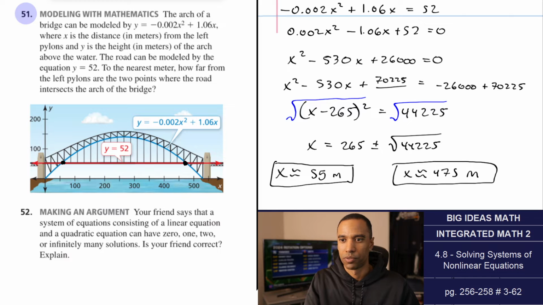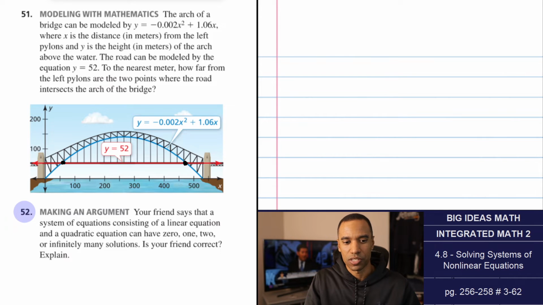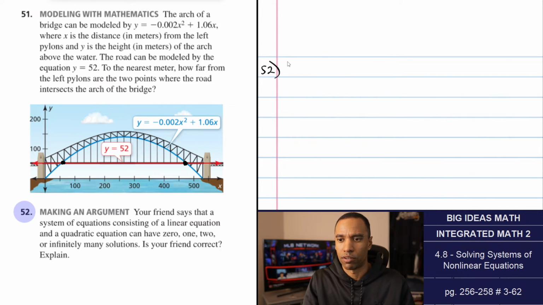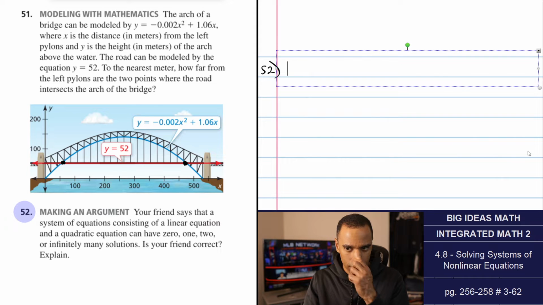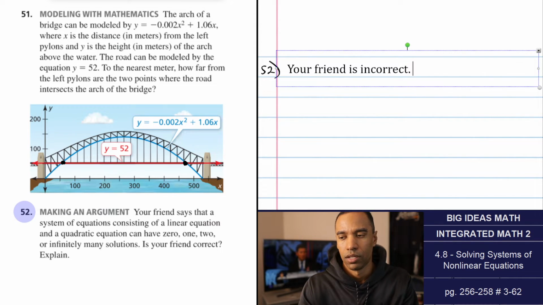Great. Let's go to 52. Making an argument, I love to do that. Your friend says a system of equations consisting of a linear equation and a quadratic equation can have 0, 1, 2, or infinitely many solutions. Is your friend correct? Explain. I mentioned this earlier, maybe in the notes section or on the core vocabulary and core concept check. Your friend's incorrect. 0, 1, or 2 solutions is correct.